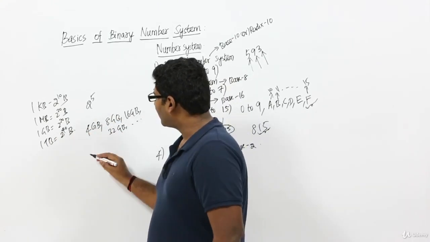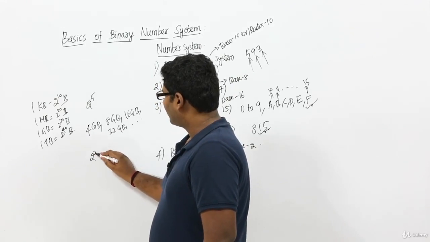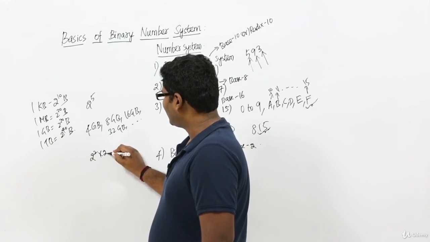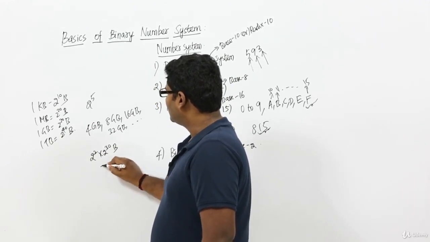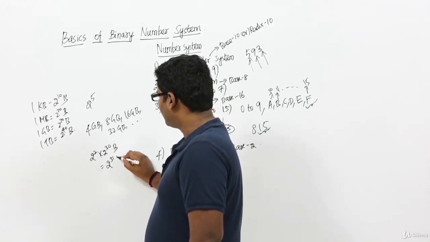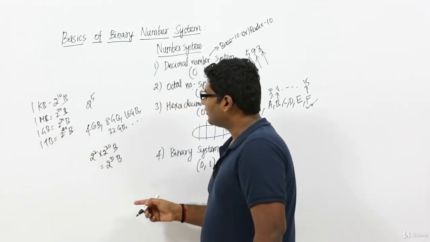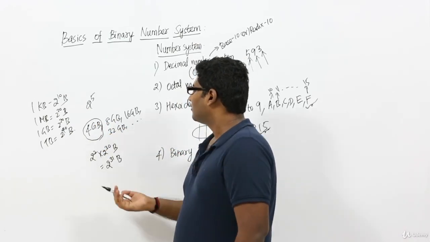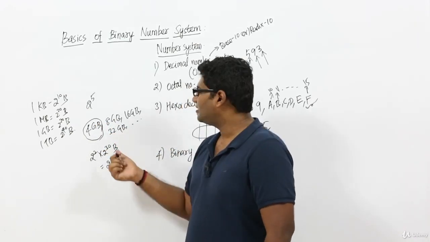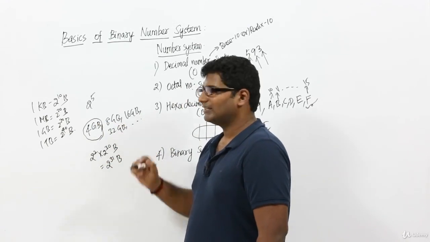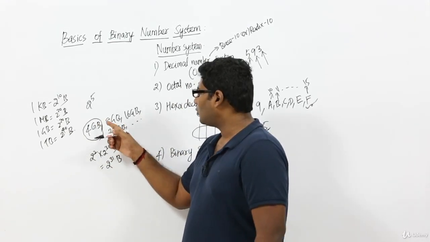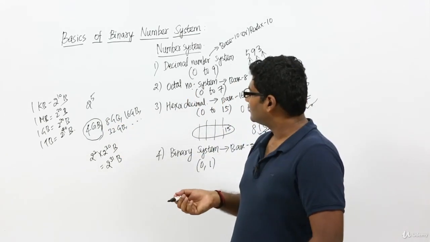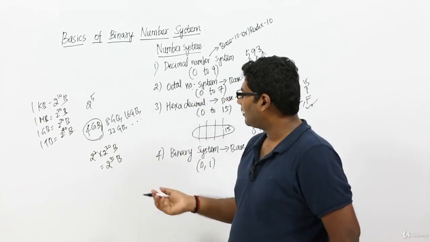How? 4 we can represent as 2 square. 1 GB is nothing but 2 power 30 bytes, right? So I'm writing 4 GB as 2 square into 2 power 30 bytes, which is nothing but 2 power 32 bytes. Okay, so I'm able to represent this 4 GB as a power of 2. Similarly I can also represent 8 GB as a power of 2. How? GB is nothing but 2 power 30, 8 is nothing but 2 power 3, 2 power 3 into 2 power 30 is nothing but 2 power 33. Okay, similarly we can represent all of these as a power of 2.